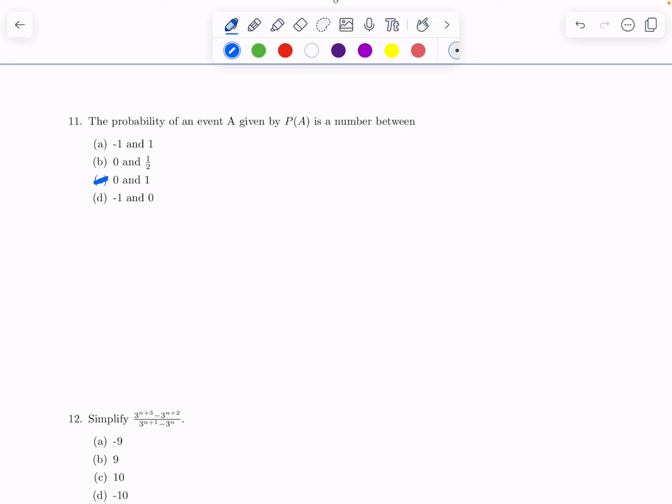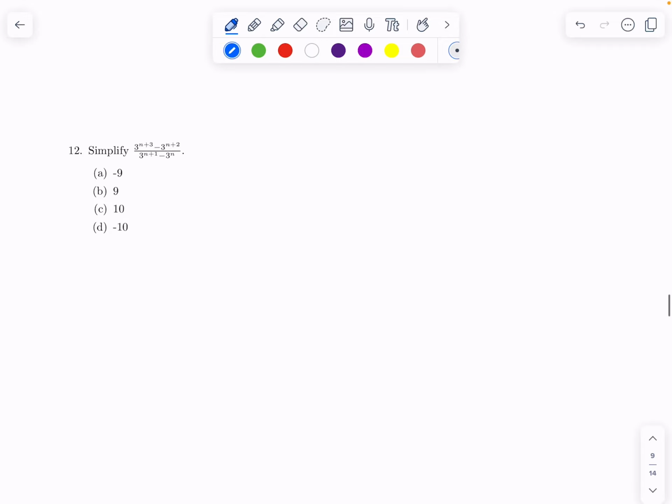The probability of any event is either 0, or between 0 and 1, or maybe 1 over 2, 1 over 4, 1 over 8, or 1 over 16, or 1, right? So this is just basically the definition of the probability of an event. Okay, now let's look at this problem.